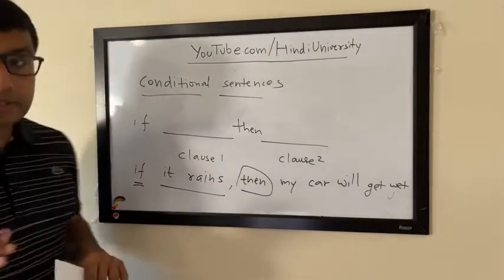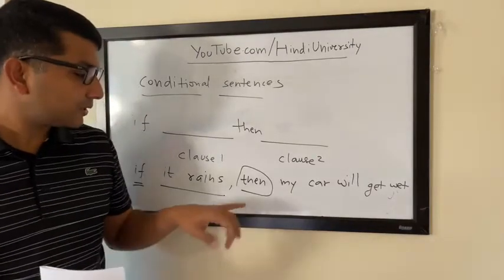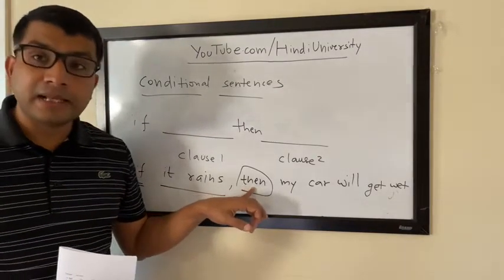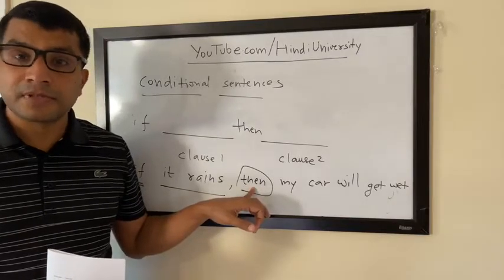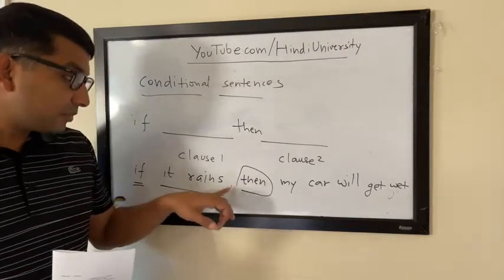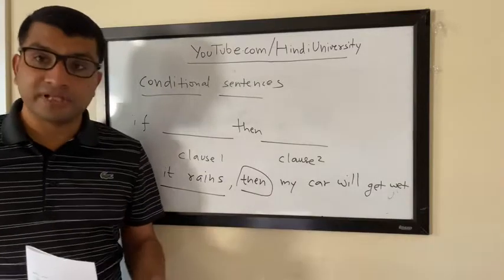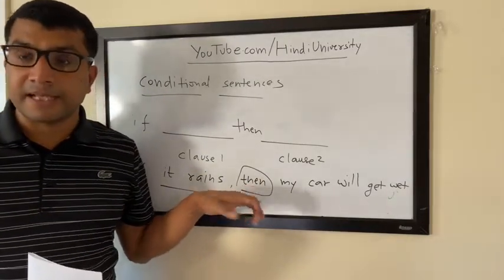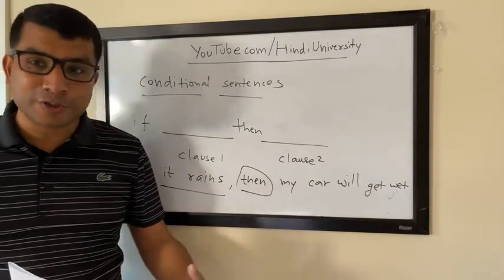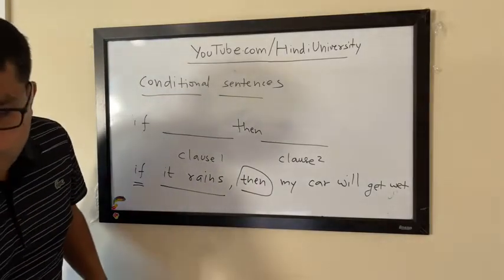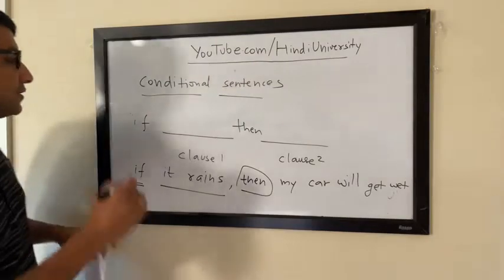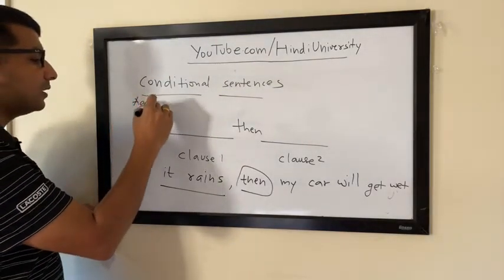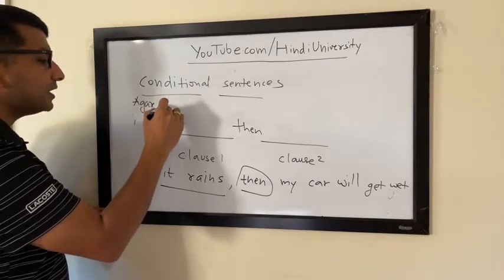Typically in English, the second part, "then," is optional. You can say, if it rains, you take a pause and say, my car will get wet. It is implied that action B will happen. In Hindi, it's the converse. To use conditional sentences in Hindi, you will use a keyword called agar or yadi.